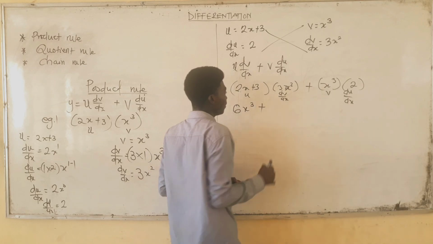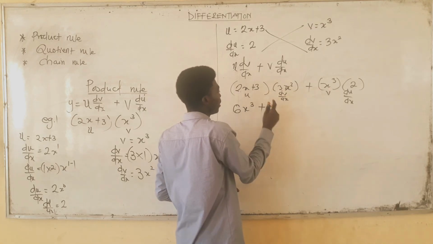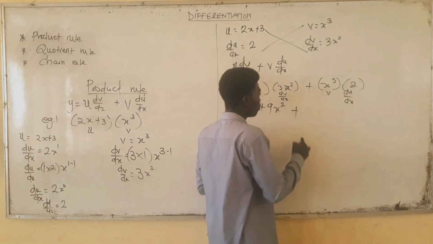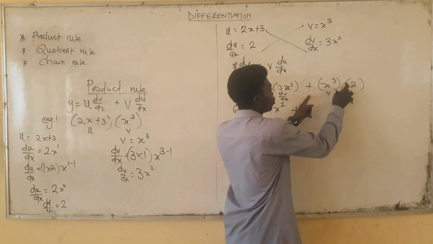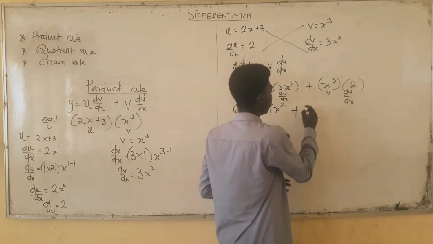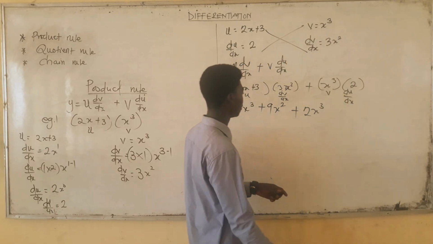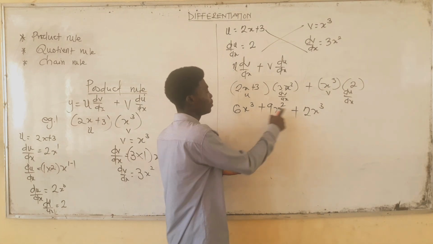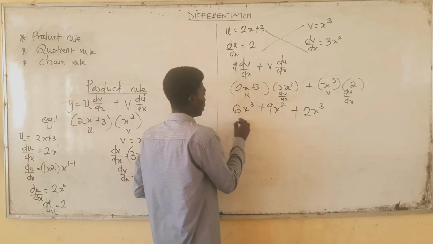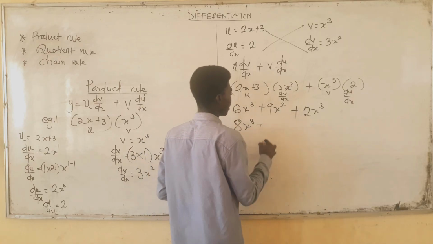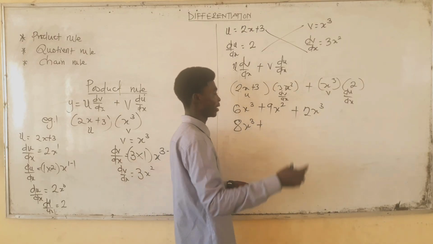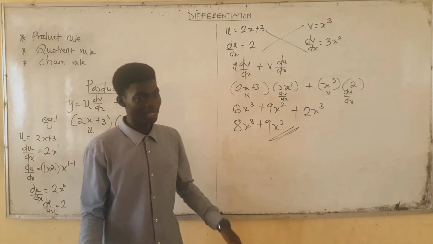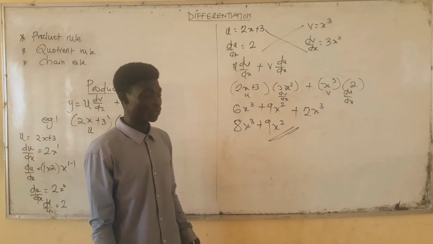Okay, and then we have again 3x squared multiplying 3, we are getting 9x squared. Right. Okay, so plus this plus here. If you multiply 2 by x raised to the power 3, we are getting 2x cubed. In this case, you group like terms. So we have 6x cubed plus 2x cubed, which gives us 8x cubed. So 8x raised to the power 3 plus 9x squared, and that is our final answer. This is the solution for the first question.